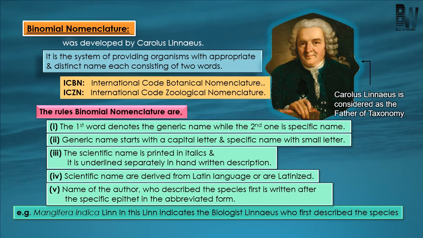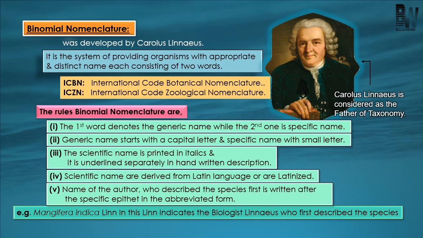Now come to rules of binomial nomenclature. So here ICBN and ICZN formulated certain rules for giving scientific names, and the important rules are: first point, every organism is given a name which is composed of two words. The first word will represent genus and the second word will represent species. This is the first important point. Second point, the first name, that is the generic name, is to start with a capital letter, and the second name, that is the species name, is to start with a small letter. This is the second point.